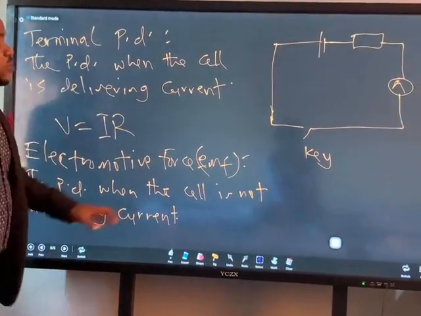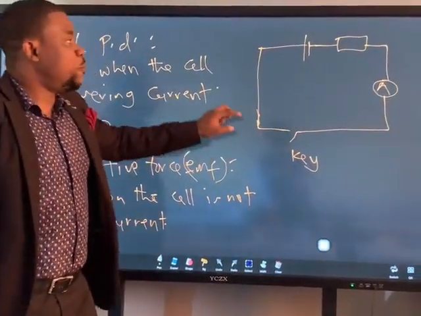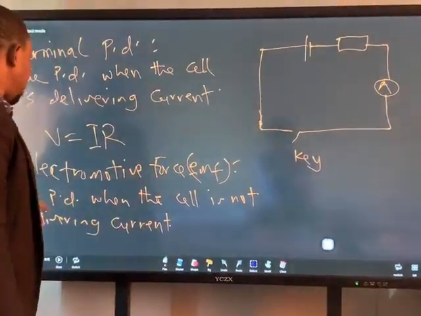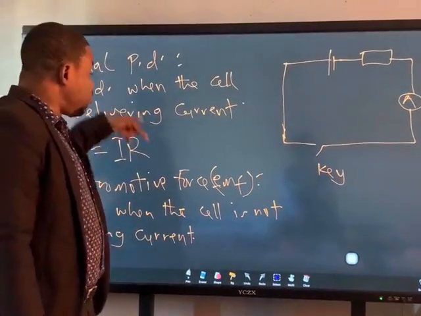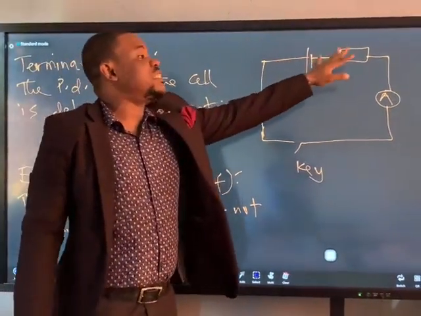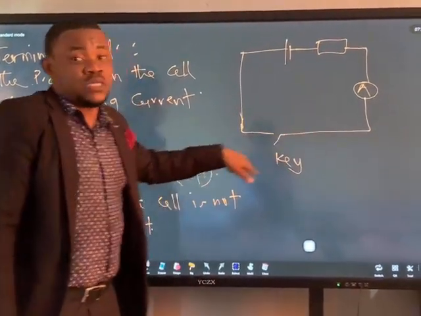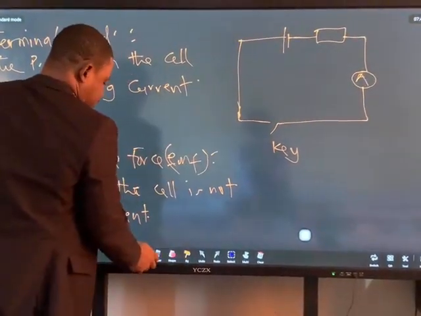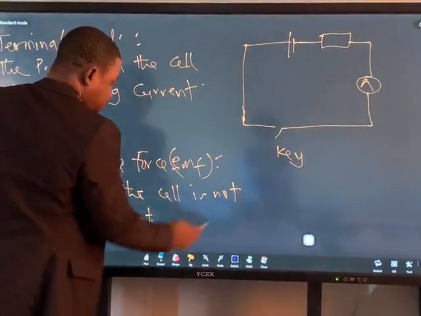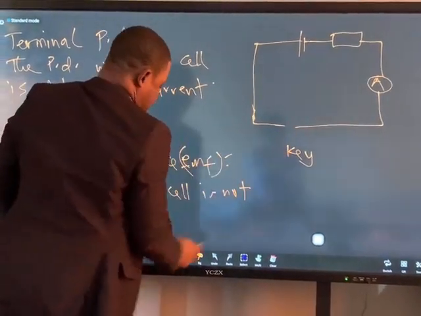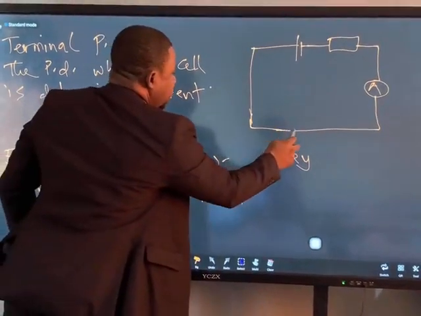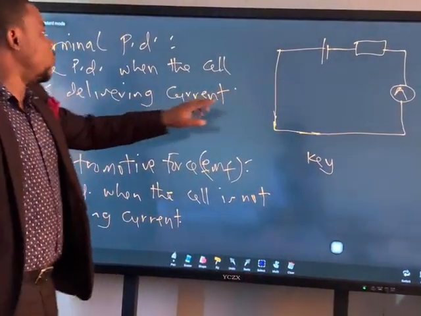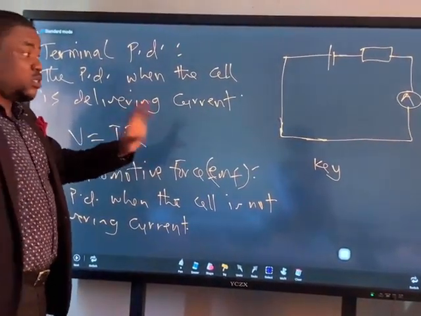So what does that mean? Now that it is open, the potential difference in this system is referred to as electromotive force. The electromotive force is the potential difference in the cell when it's not delivering any current. However, if I close the switch and make the circuit complete, the potential difference in operation right now is the terminal PD. Take note of that.